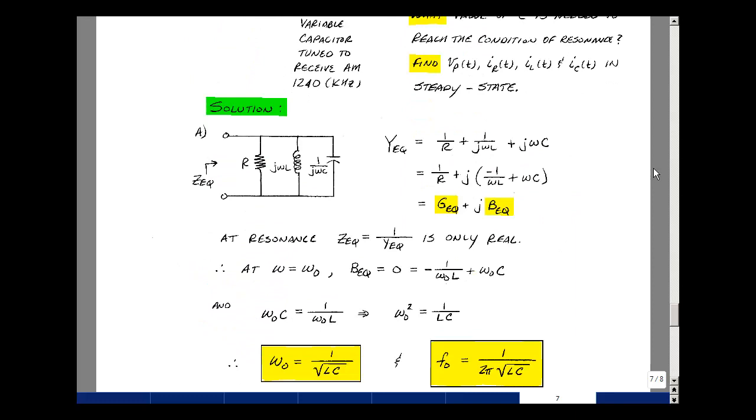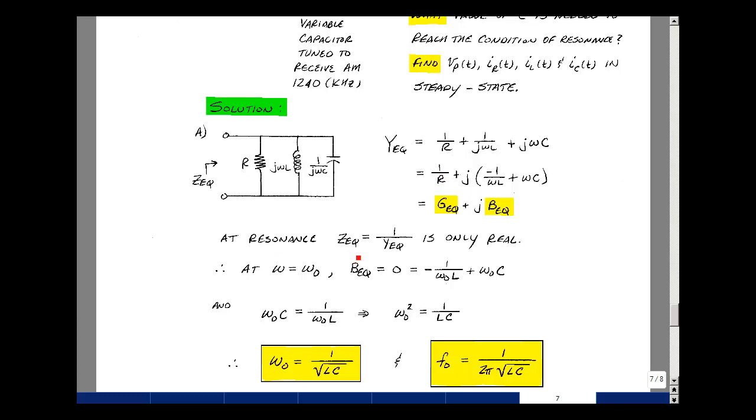A circuit is at resonance when the input impedance is purely real. Because I have parallel elements here, let me find the equivalent admittance. That's going to be 1 over R plus 1 over j omega L and then 1 over j omega C. You could write 1 over j as minus j. I'll pull that j out. So I have a minus 1 over omega L and then omega C and then 1 over R. This is some equivalent conductance, and this is called susceptance.